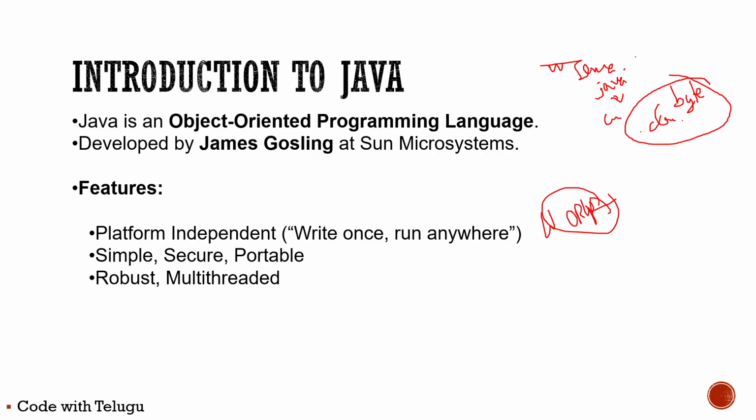This byte code can be run on any system, Windows, Linux, any system where you can run this Java code. This is the main feature of Java. It is simple and secure. Secure means we are using some access specifiers. There are no access specifiers in other languages. In Java only there are some access specifiers, we can discuss later.